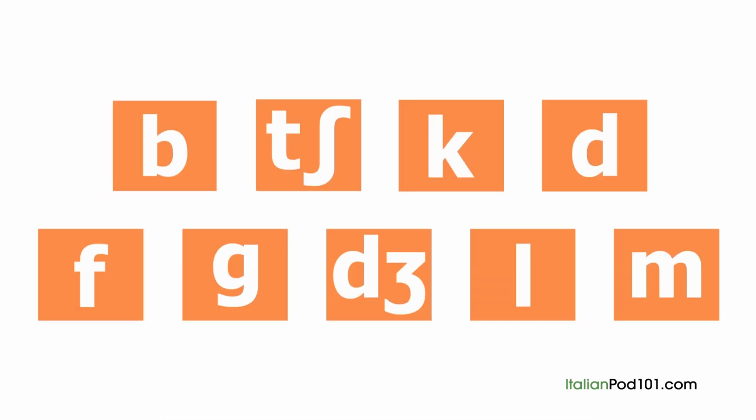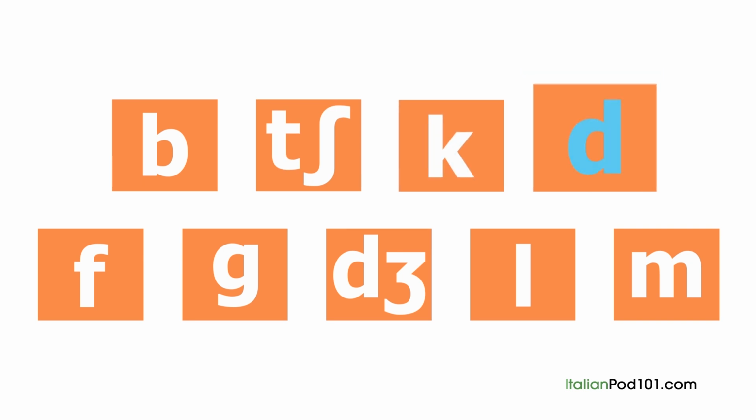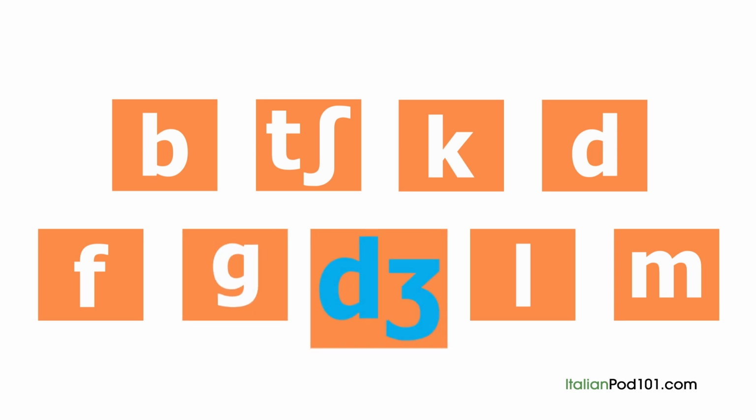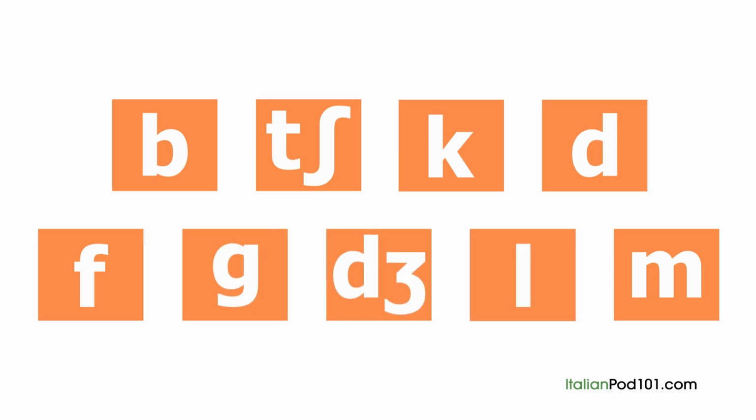In this lesson, you'll learn 9 Italian consonant sounds. B. C. K. D. F. G. J. L. M. These consonant sounds are identical to the ones in English. So if you know English, they should already be familiar to you. Are you ready? Then let's get started.